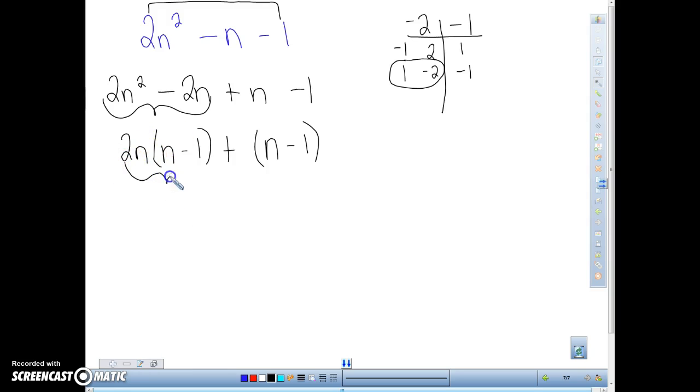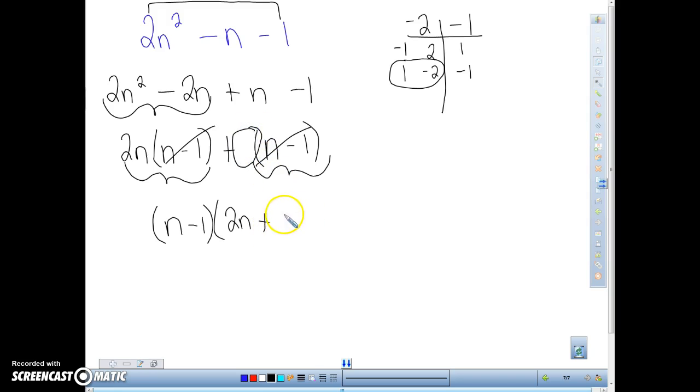So what's in common between this set of parentheses and this one? It's n minus 1. The other parenthesis would be 2n plus, and don't get confused by there's nothing there, but there is something there. Remember that number that's written in front of the parenthesis if nothing's written? It's a 1. And so that would be your answer right here. N minus 1, 2n plus 1.